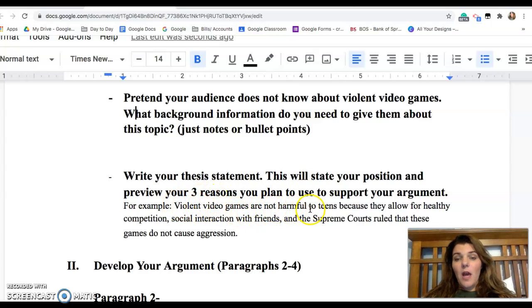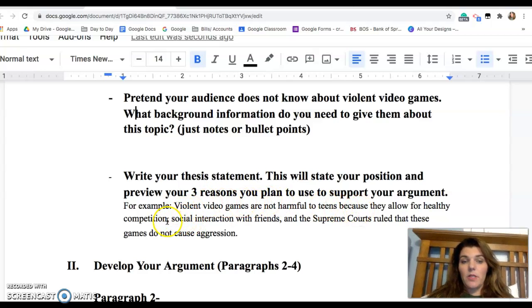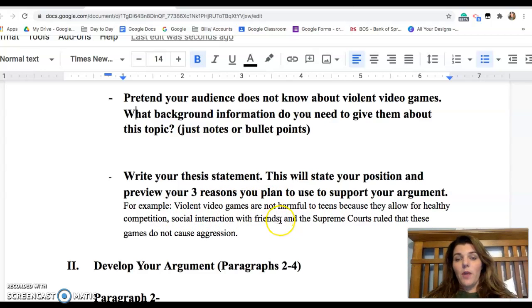Violent video games are not harmful to teens because they allow for healthy competition, comma, that's reason number 1. Social interaction with friends, comma, that's reason number 2. And the Supreme Court ruled that these games do not cause aggression. That's reason number 3. So I stated my claim and I previewed my 3 reasons, just in a short list.